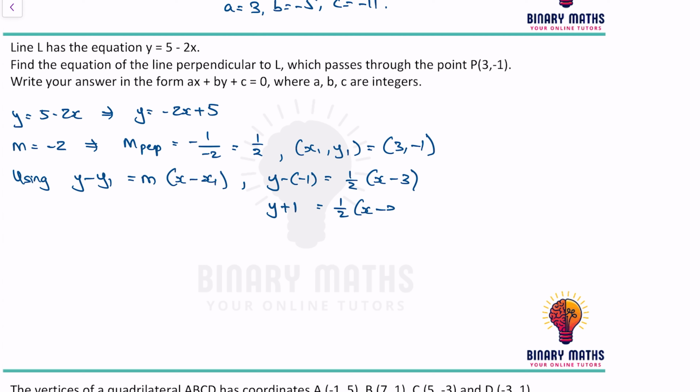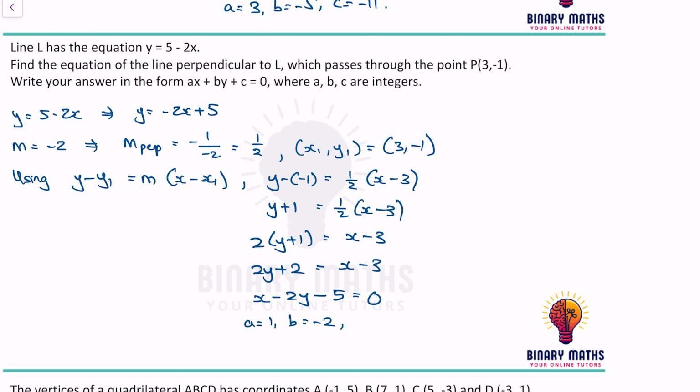times x minus 3. I don't like that half, so I'm going to multiply through by 2. So I get 2 times (y + 1) is equal to x minus 3. Expand the bracket, I get 2y + 2 is equal to x minus 3. If I like my x again positive, so if I take everything to the right hand side, I get x minus 2y minus 5 is equal to 0, where my a is equal to 1, my b is equal to -2, and my c is equal to -5.